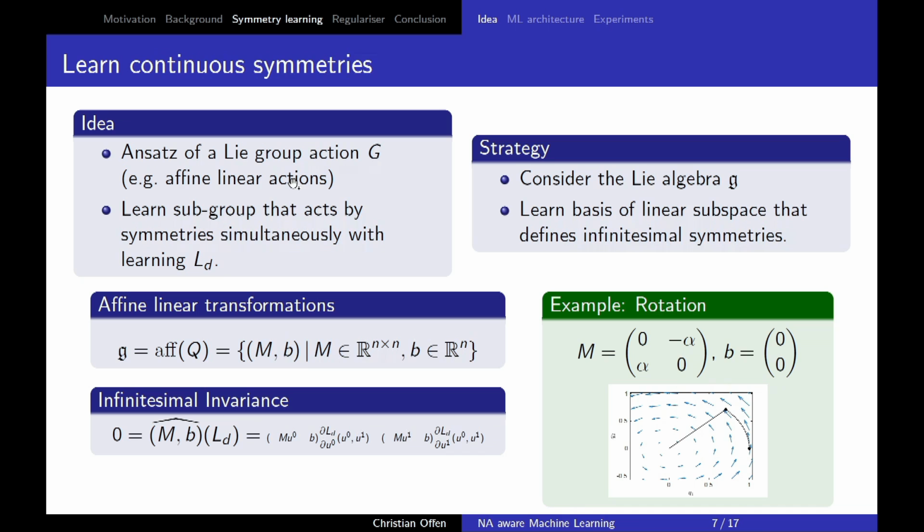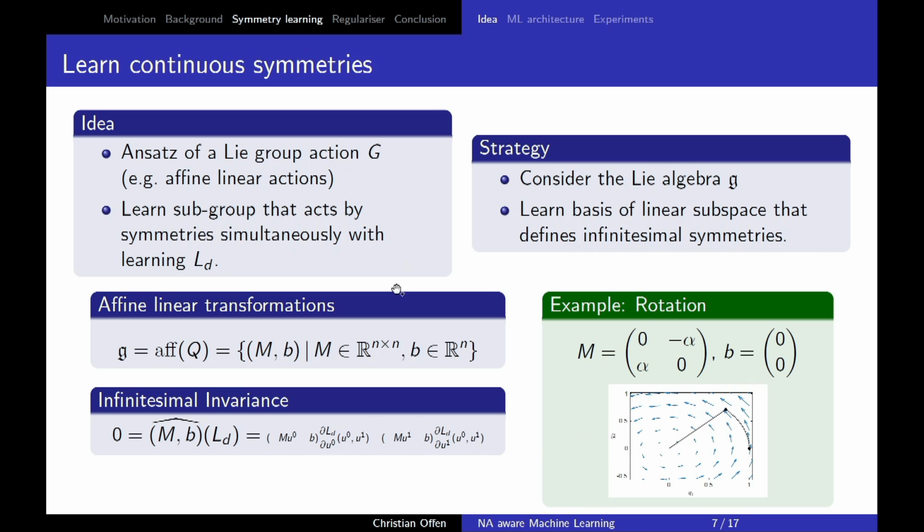Okay, so then you pass to the Lie algebra. So the Lie algebra in this case can be understood as matrices and vectors, and each of the elements in the Lie algebra corresponds to an infinitesimal symmetry. So for instance, any skew-symmetric matrix here corresponds to a rotational vector field, and then you can check whether your Lagrangian is infinitesimally invariant under rotations by just computing the directional derivatives into the directions defined by this vector field.